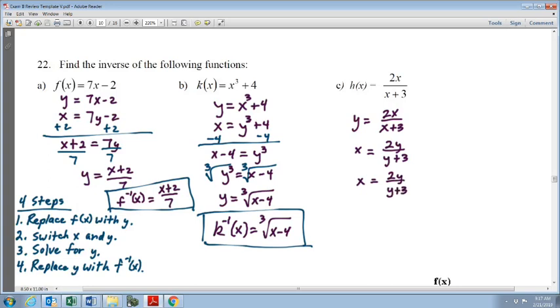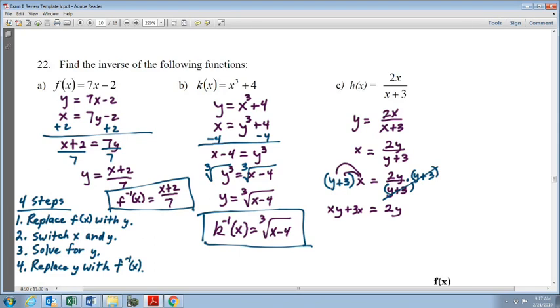Let's multiply the right side by y plus 3. Notice those y plus 3's will cancel and you get 2y. Of course, whatever you do to one side, you have to do to the other. And we need to distribute here. If you want, you can put the x in front. But you're going to get x times y, or xy, plus 3 times x, or plus 3x.